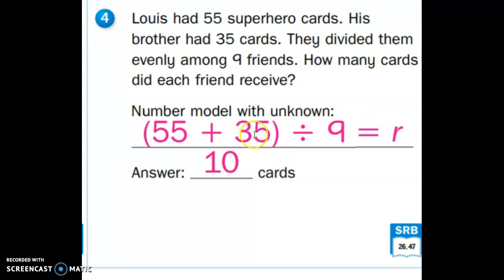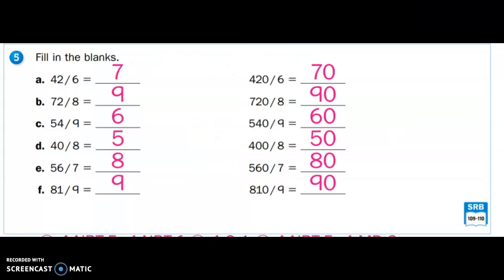55 plus 35 is, haha, I heard you, 90. 90 divided by 9 is 10. 10 cards is what each friend should receive. All right, pause if you need to. I'm going to go ahead and go to box number 5. Box number 5 is a lot of fun and it's great practice.